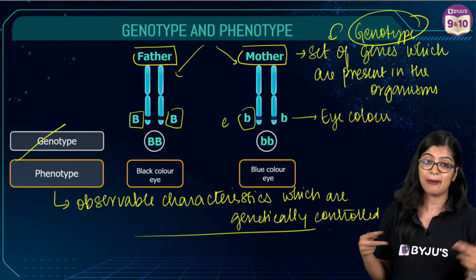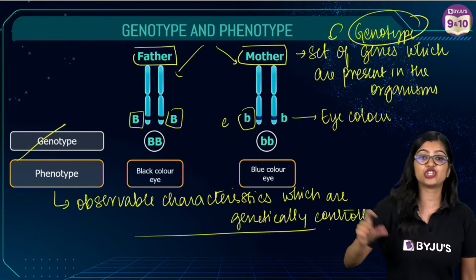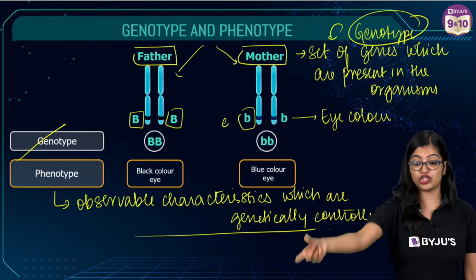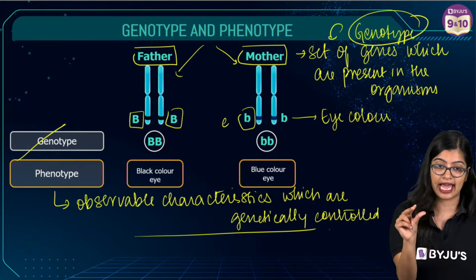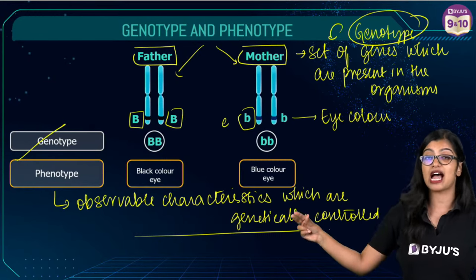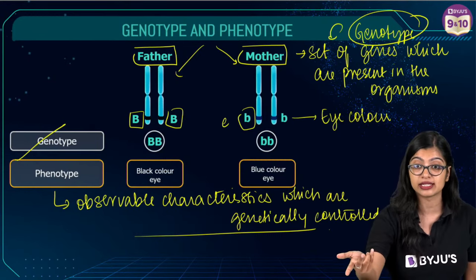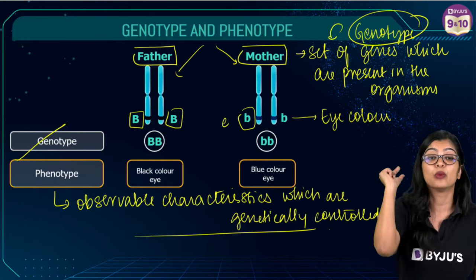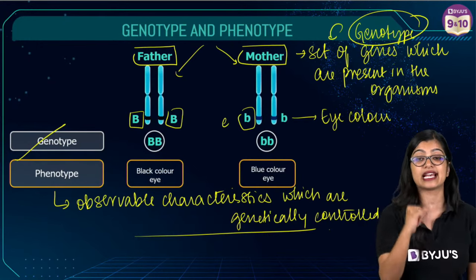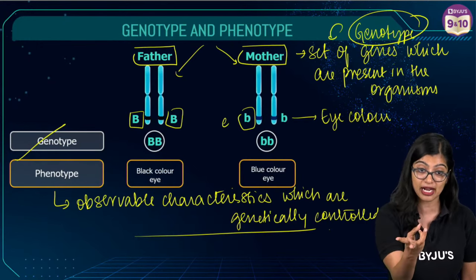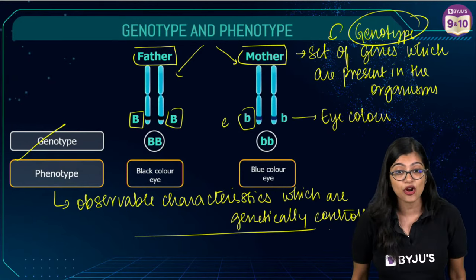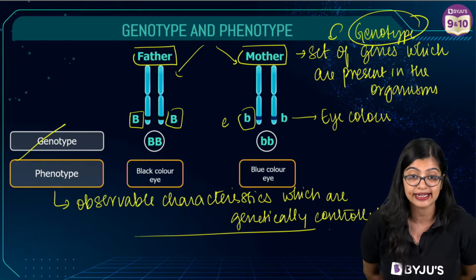This is what we mean by genotype and phenotype, right? So what is genotype? Genotype is the set of genes which are present in the organism, right? But at the same time, how are we able to see these genes? Because when they express themselves, we observe certain characteristics. Yes, observable characteristics, visible characteristics. Very good. These are all ways in which we will be able to identify it.